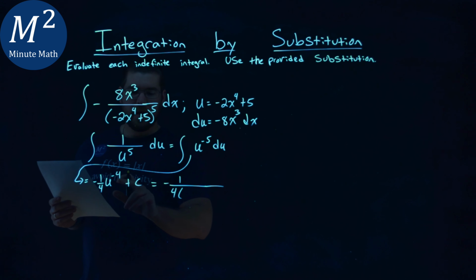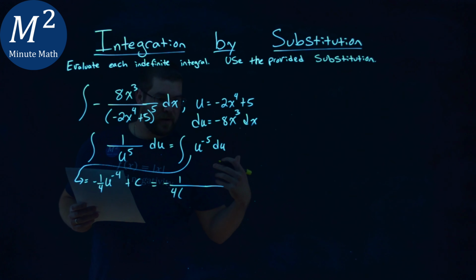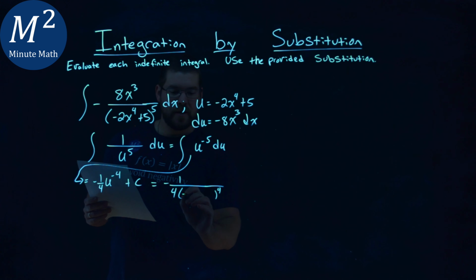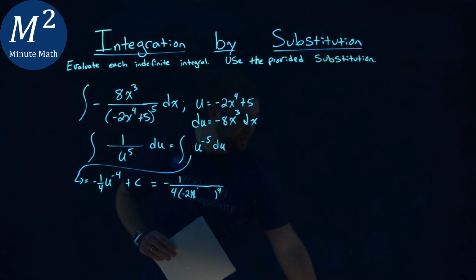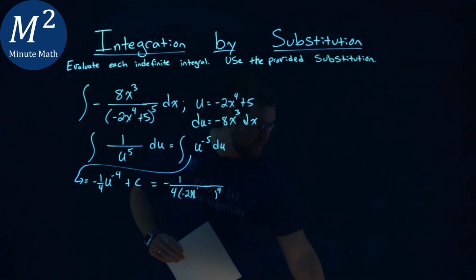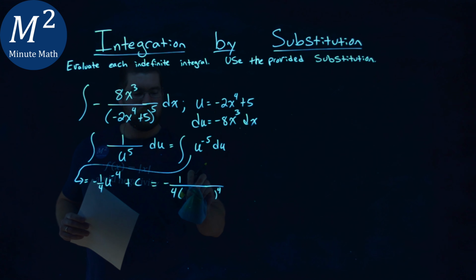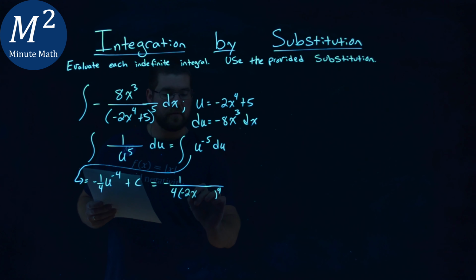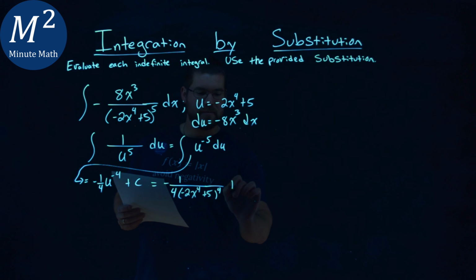And instead of the u value being a negative fourth power, I put it back in the denominator to be a positive fourth power. And our u is negative 2x to the fourth. Got ahead of myself writing a 4 there. Let me erase this here. We have a negative 2x to the fourth plus 5, and then we cannot forget our plus c.